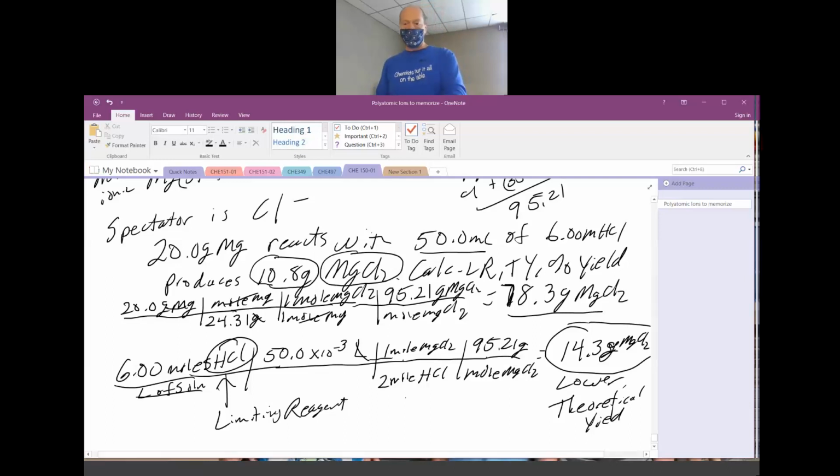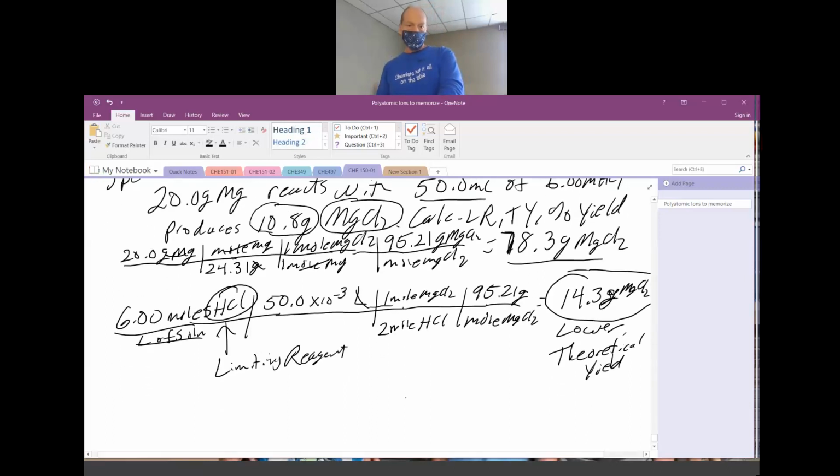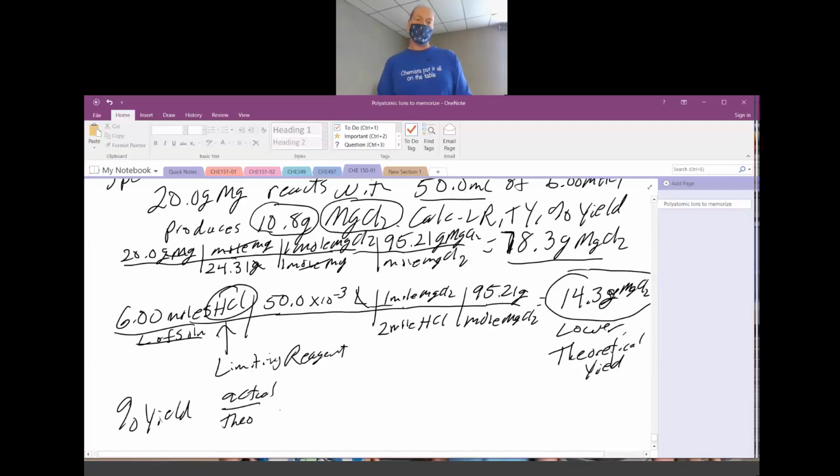Now to get the percent yield, you have to take your actual divided by theoretical times 100. Actual has to be given. It says 10.8 grams was produced. So you take your 10.8 grams that was produced over the 14.3 grams that was the theoretical yield, which means that's the most you could possibly get. All right, so times 100.